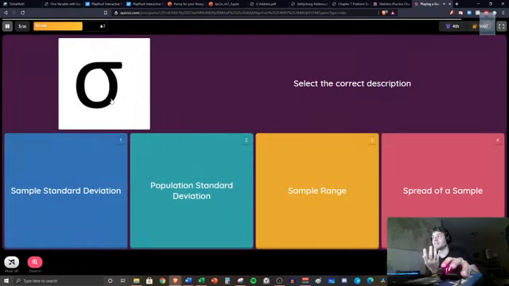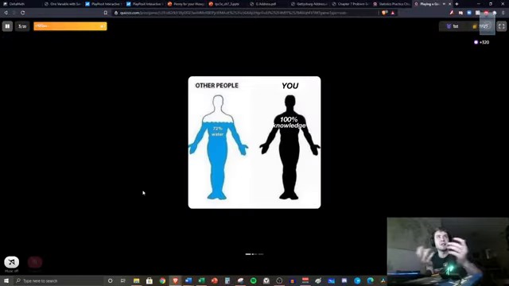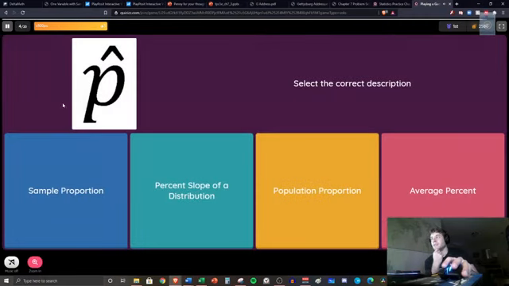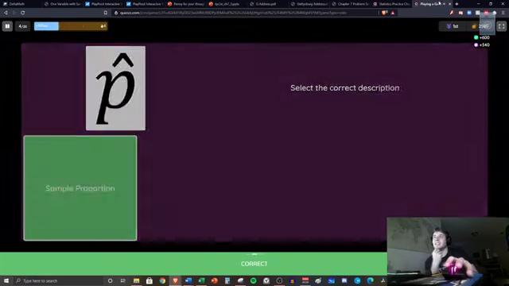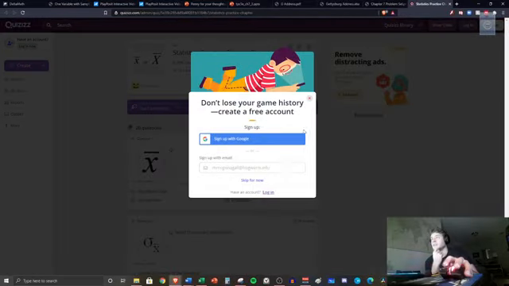What is this symbol? It doesn't say sigma, it's population standard deviation. So this is sort of like the test. You're going to have to know all of these symbols, okay? In order to do this. So this is great practice. What is that? That's p hat. What does it represent? Sample proportion, okay? So that's going to be the idea with this, okay?